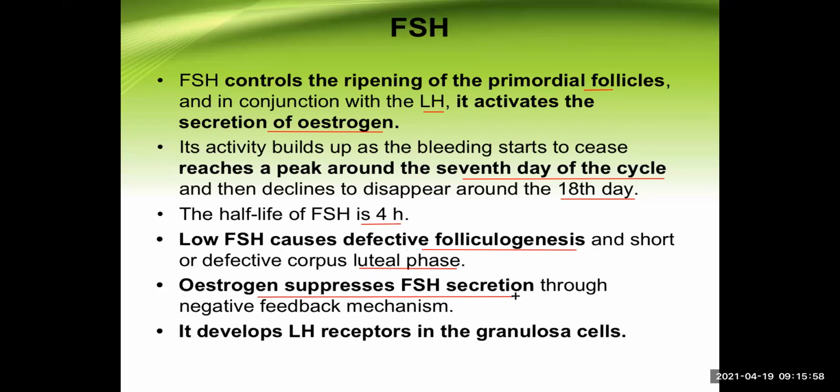Estrogen suppresses FSH secretion through a negative feedback mechanism. All of us know this point. Estrogen is released by those granulosa cells. It will give negative feedback to the pituitary for the release of FSH. FSH develops LH receptors in the granulosa cell, where LH can act later on. So not only the release of estrogen, but the development of LH receptors is also done by FSH.